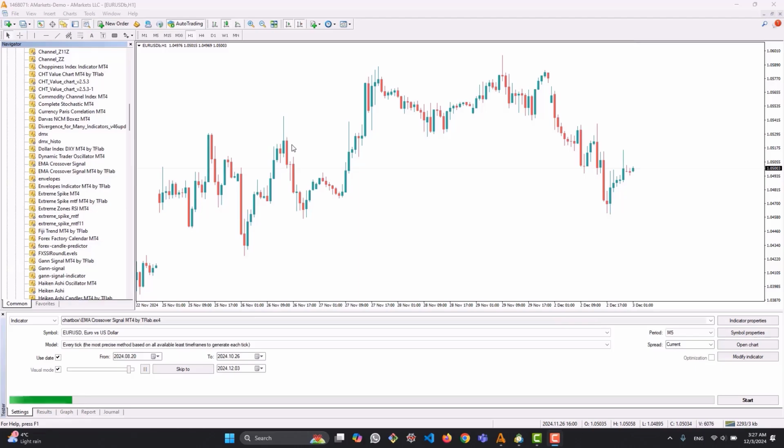Hello. In this video, I will be reviewing the EMA Crossover Signal Indicator on the MetaTrader 4 and MetaTrader 5 platforms.